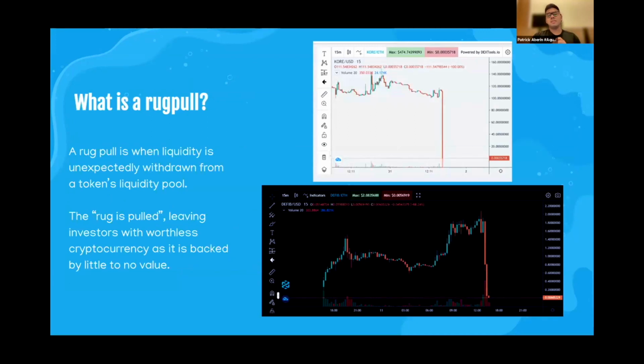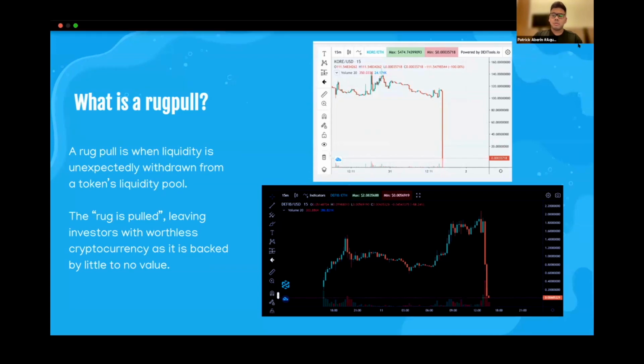So what is a rug pull? A rug pull is basically when liquidity is unexpectedly withdrawn from a token's liquidity pool. Metaphorically, the rug is pulled, leaving investors with worthless cryptocurrency as it's backed by little to no value. So here I have two examples. We have Core, which was at about $120 per Core. And then with the rug pull, liquidity suddenly being withdrawn, the price went from $120 to not even 1 cent. You're looking at 3/100ths of a cent. So that's a pretty bad rug pull, more than 99% loss.